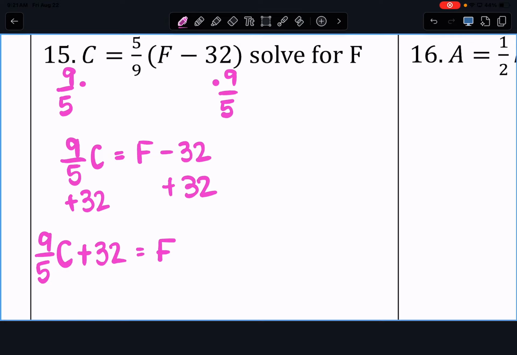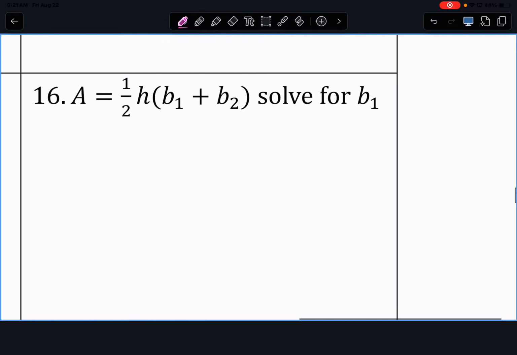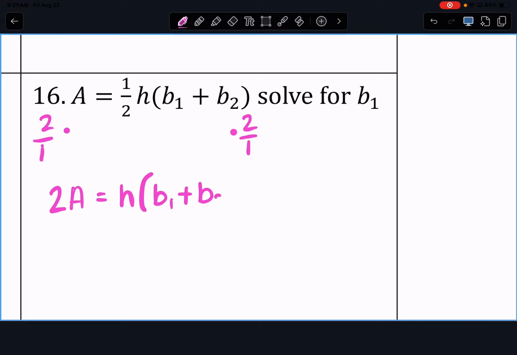So for 16, do we want to distribute that fraction or get rid of it? Get rid of it. How do I get rid of it? Well, we don't multiply by 2h. So we just multiply by the 2 over 1, which is just 2. Okay, so we have 2a is equal to h times b1 plus b2.